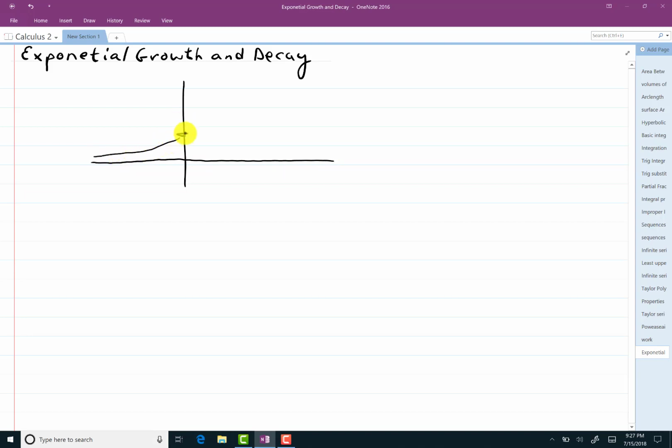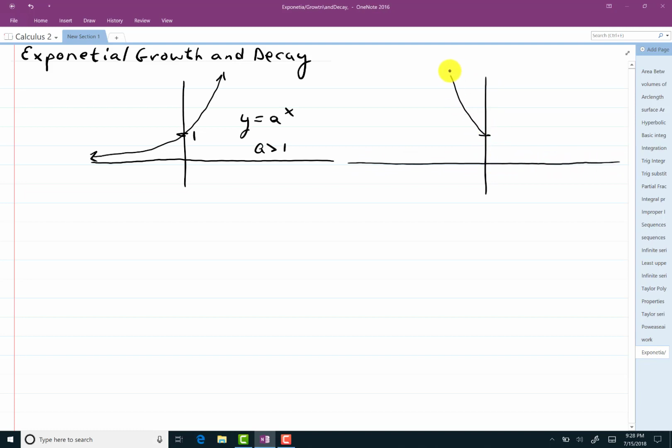Let me draw what happens here. It crosses the y-axis when y is 1. And the function I'm talking about is y equals a to the x power, where a is some number greater than 1. You notice that it really climbs quickly after it passes the y-axis. On the other hand, we could also cross at 1, but come down and do the opposite kind of thing. Same equation, y equals a to the x, where a is between 0 and 1.